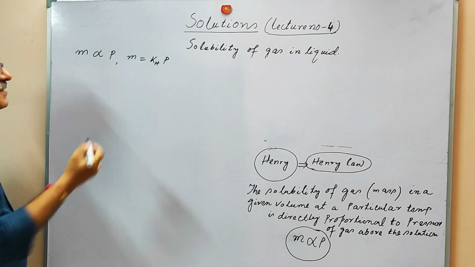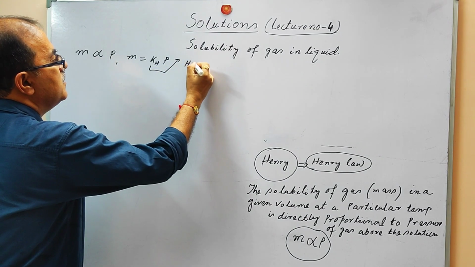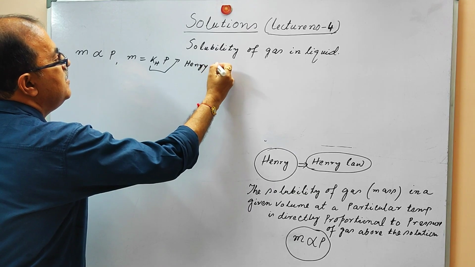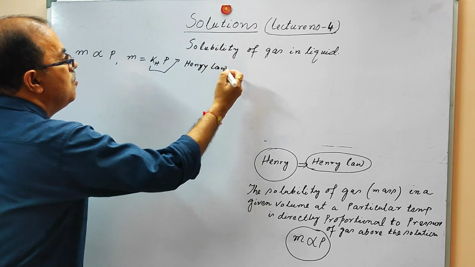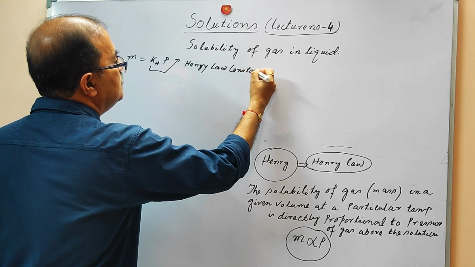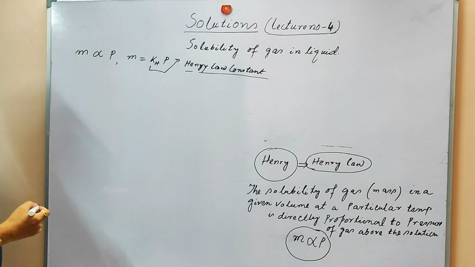P is the pressure of the gas. Here KH is called the Henry's constant, the Henry law constant.